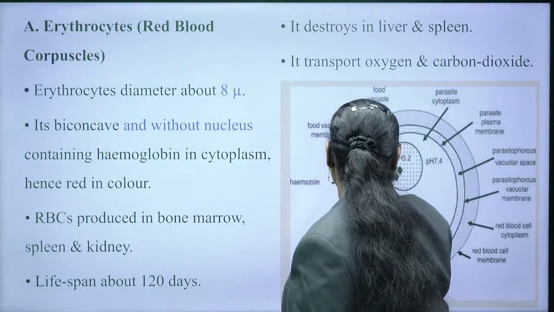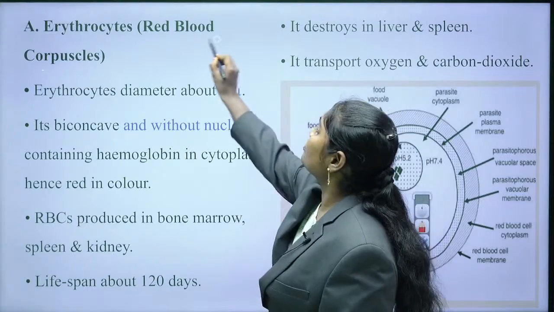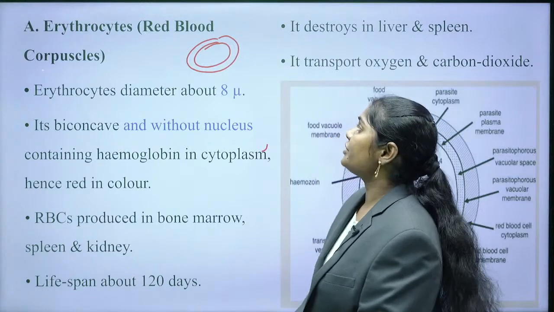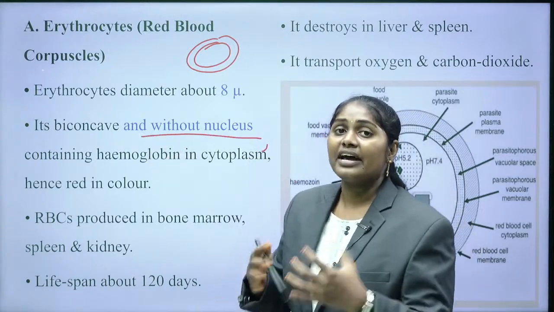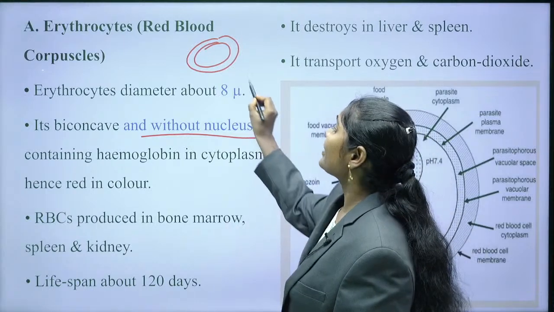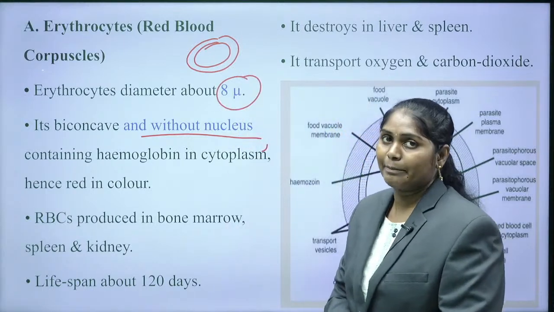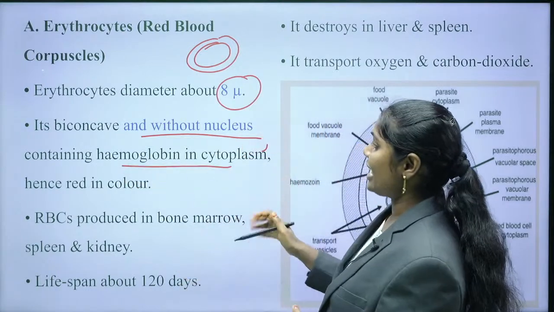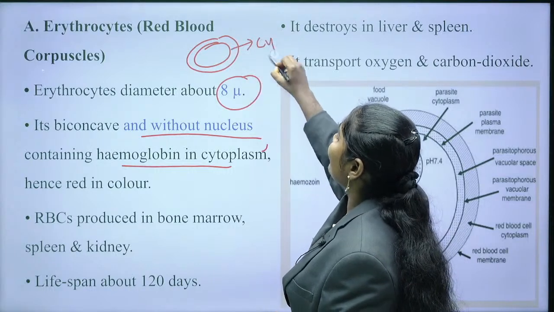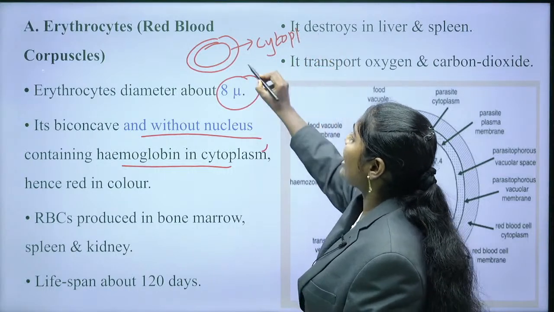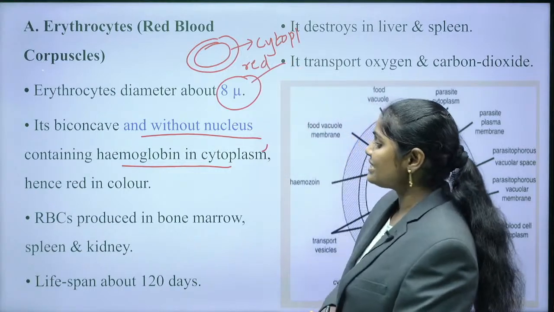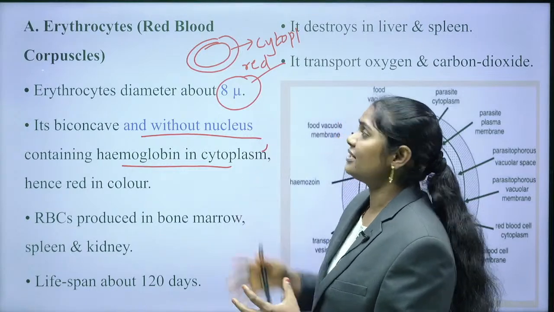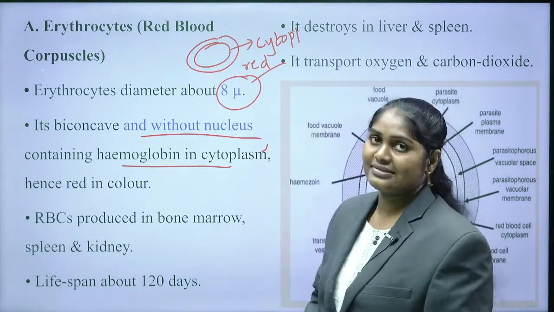Erythrocytes normally have a biconcave shape. They don't have any nucleus, they are without a nucleus, which is very, very important, and the size of the cell is 8 microns. These cells have cytoplasm in them. They also have a red color pigment called hemoglobin. That hemoglobin is responsible for the red color in the cells, and it is present in the cytoplasm.